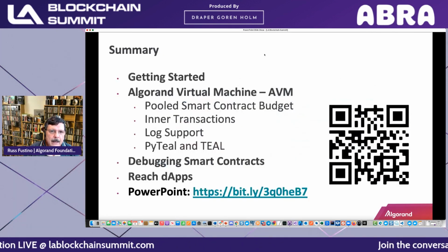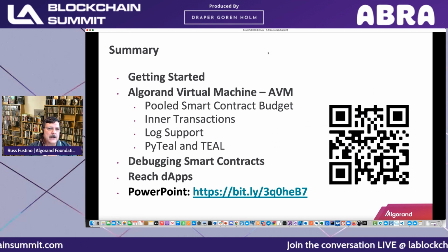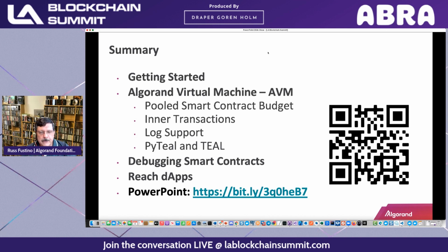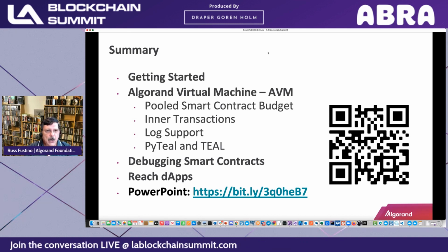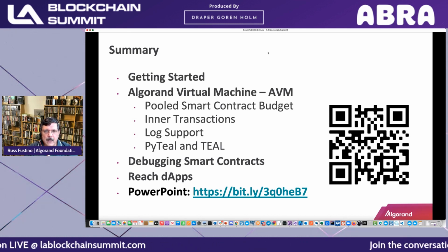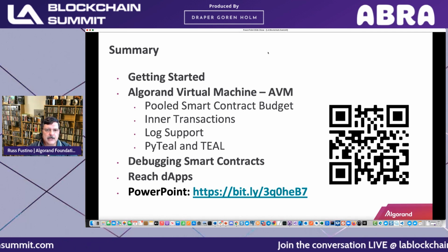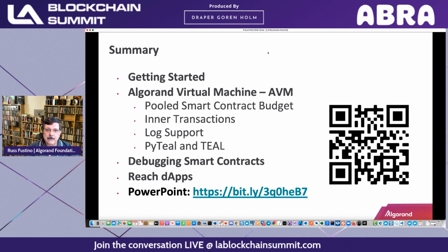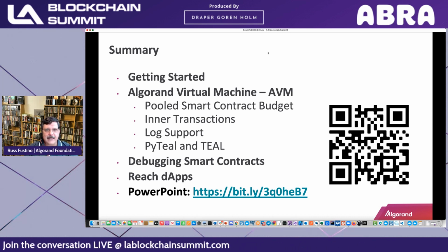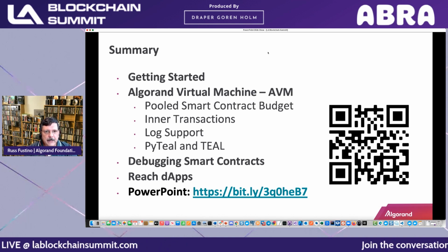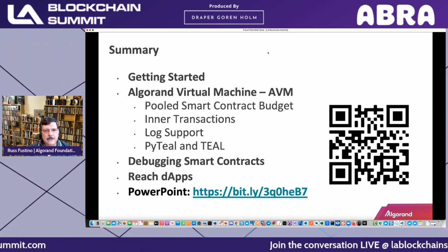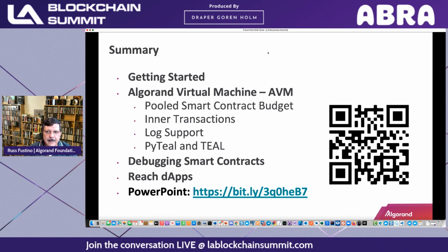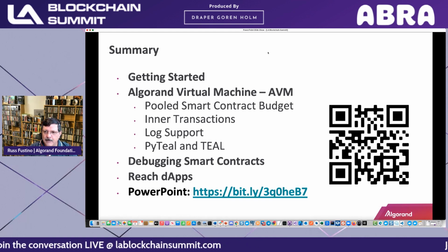So let's wrap up with a summary here. So we talked about getting started, some of the basic tools, and the portal, developer portal, has really got everything there to get you going. Also, we started talking about the AVM, showed you examples and how to expand your budget for smart contracts, showed you what inner transactions were about to build like an asset, right? Create an asset or something like that, or any transaction really. Log support, we showed you PyTeal, generating Teal code, and as well as debugging and how you go ahead and do that.